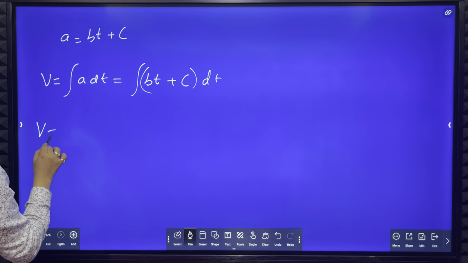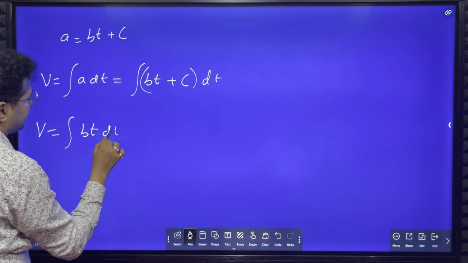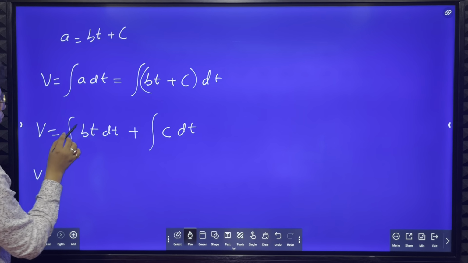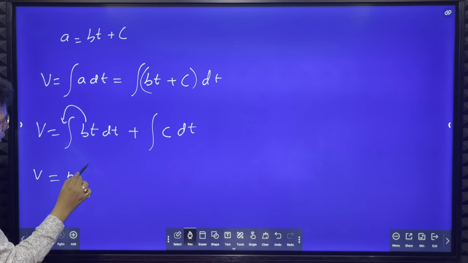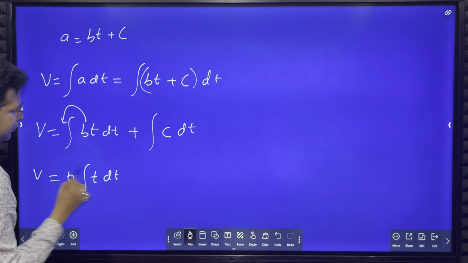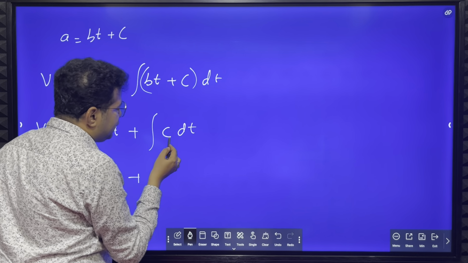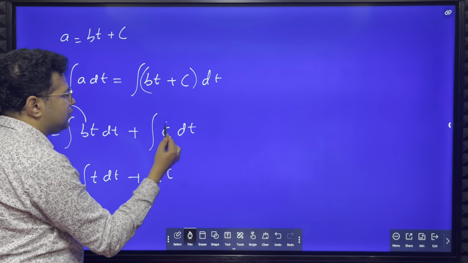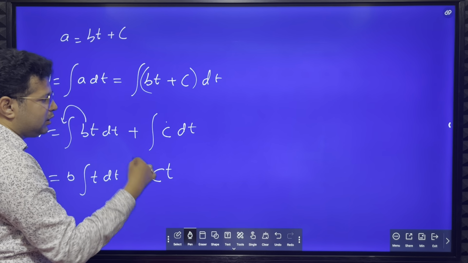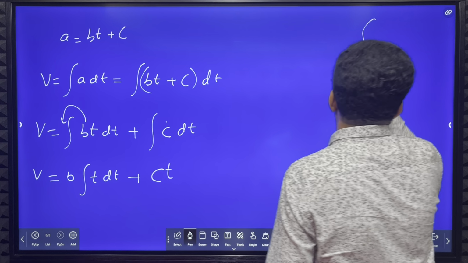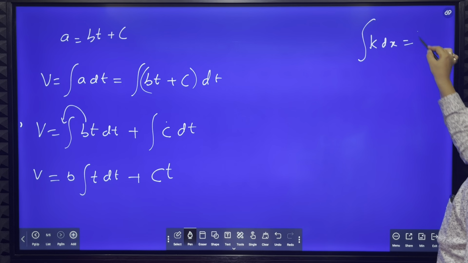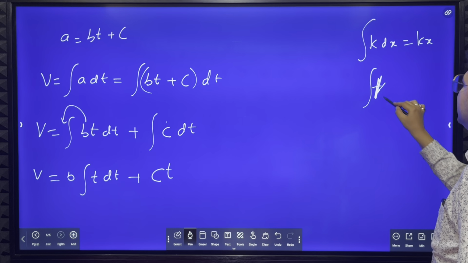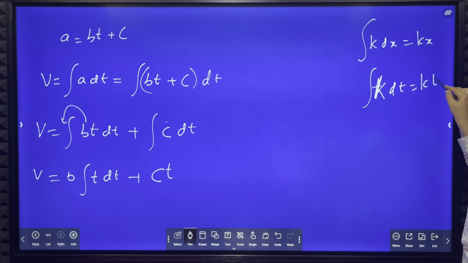What happens? v is equal to integration of bt with respect to t plus integration of c with respect to t. So v equals b, which is outside, b into integration of t with respect to t, plus integration of c with respect to t, which is constant into t. Correct? Integration of a constant with respect to t is equal to constant into t. That is the first formula that we have already: integration of a constant with respect to x is equal to constant into x. So integration of a constant with respect to t is equal to constant into t.